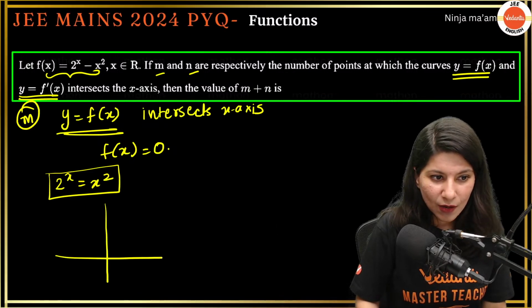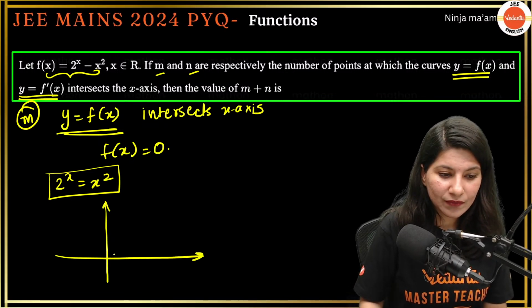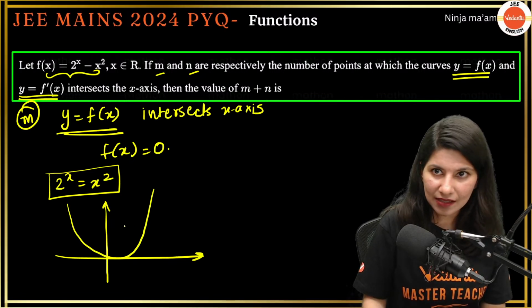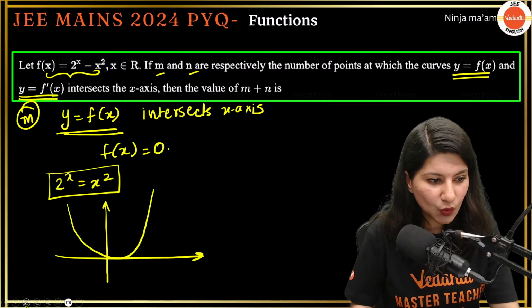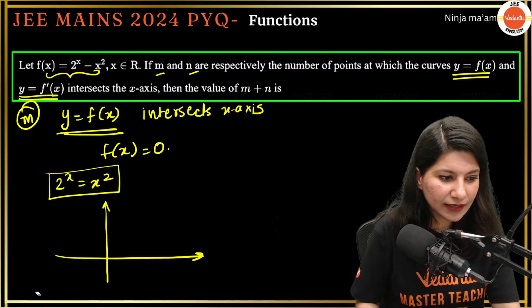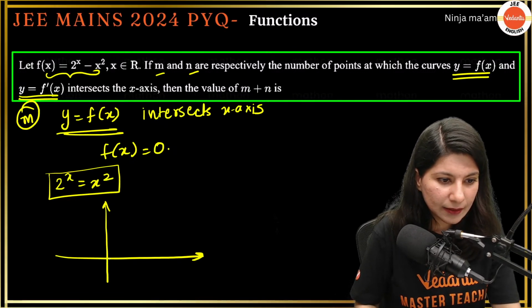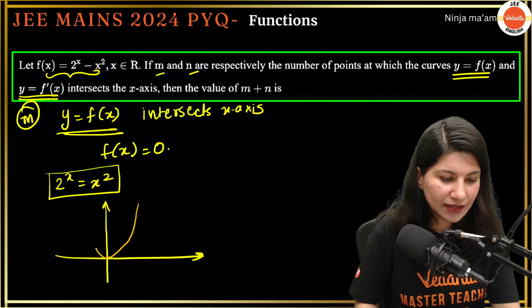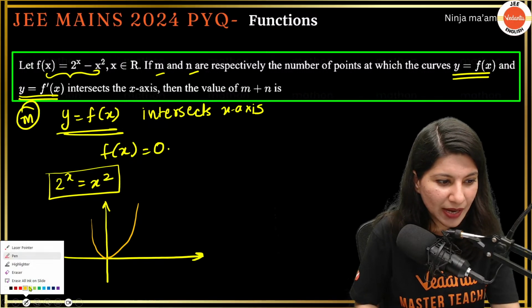Okay. All right. Now x square. Let me plot the curve. x square looks like this. Right? Hold on. It's not that neat. Yes. x square will look like this. Oops. Bad drawing.